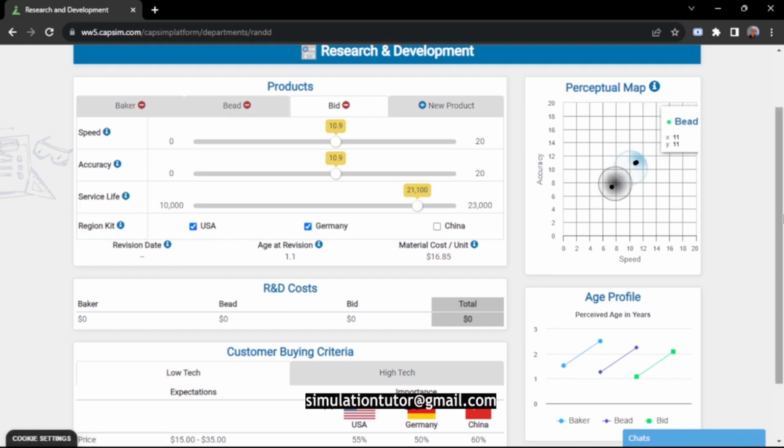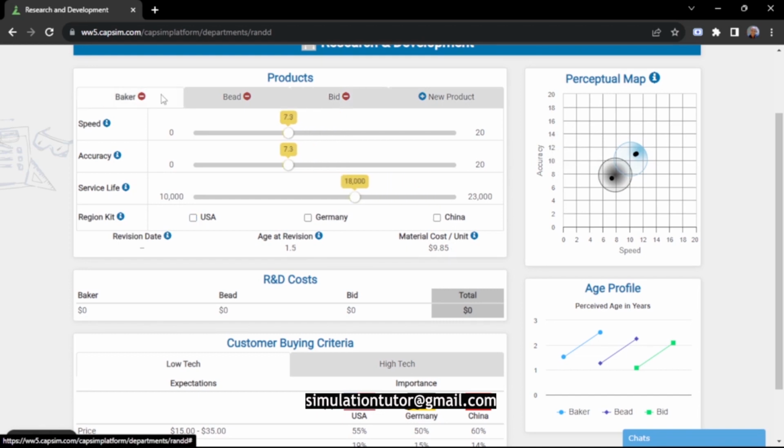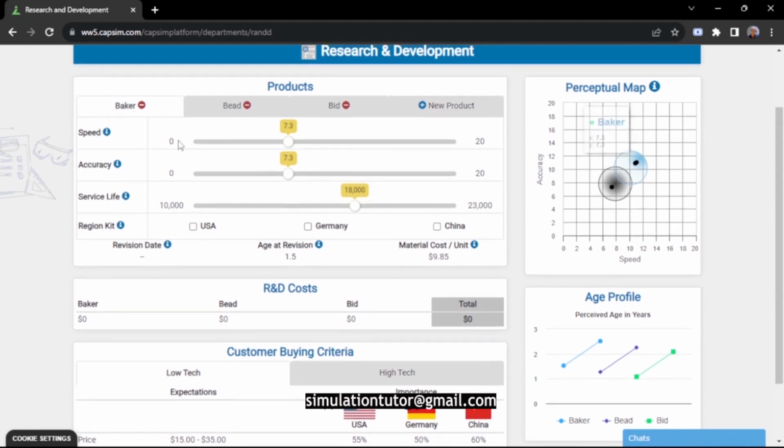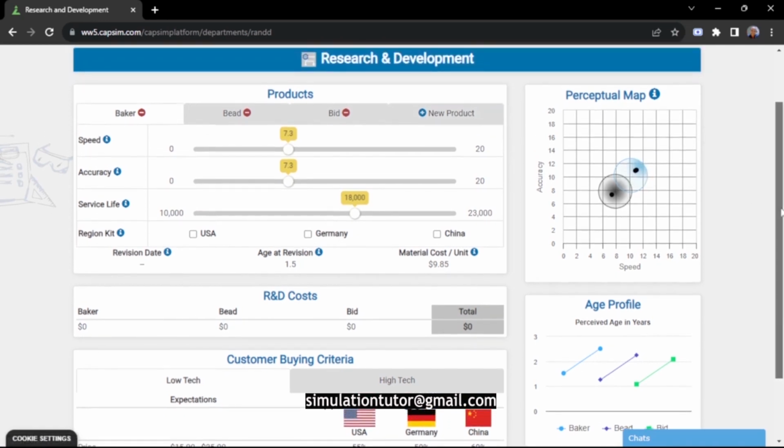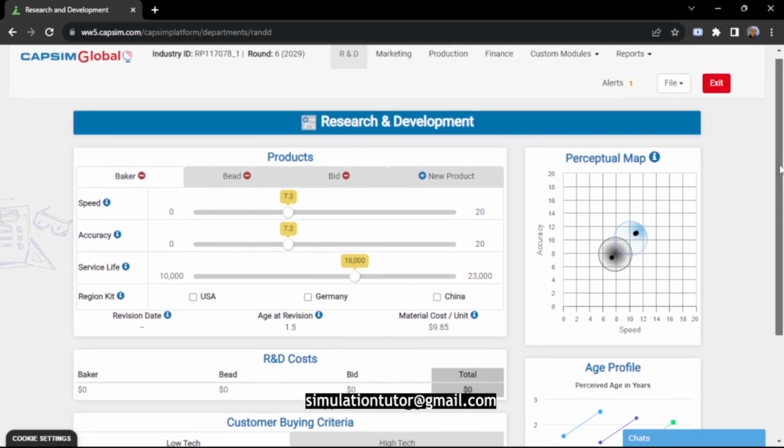So the next step is we look at the perception map. If you look at your perception map, in CAPSIM Global we normally dwell on speed and accuracy and service life. My speed and accuracy for Becker is still low compared to Bid and Bid, because Becker is a low-tech product while Bid and Bid are high-tech products. So the next step is we want to look at the marketing page. We see which decisions we'll make under the marketing segment. So let's go to marketing.